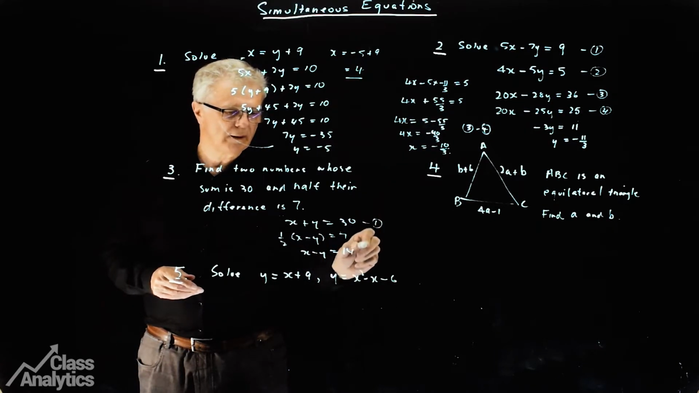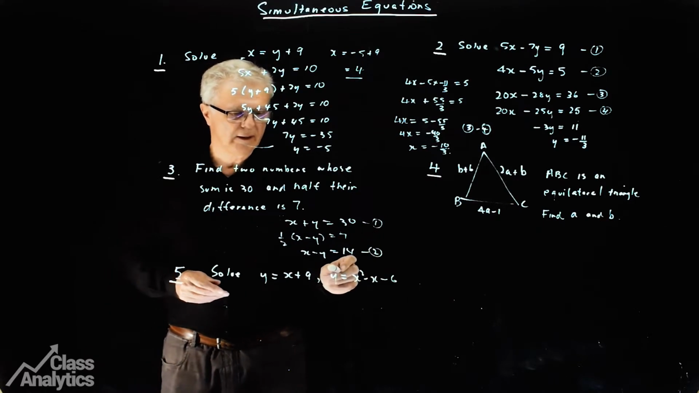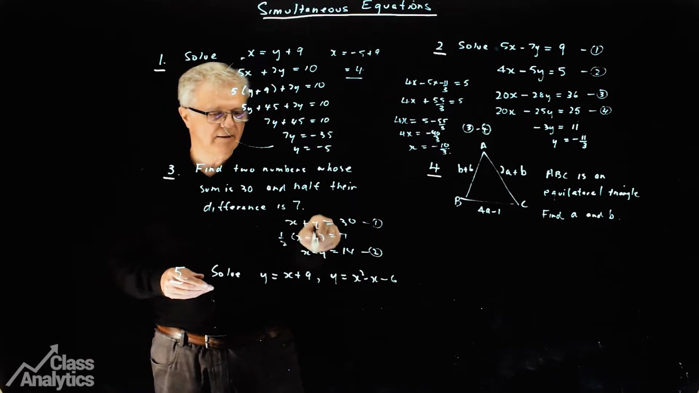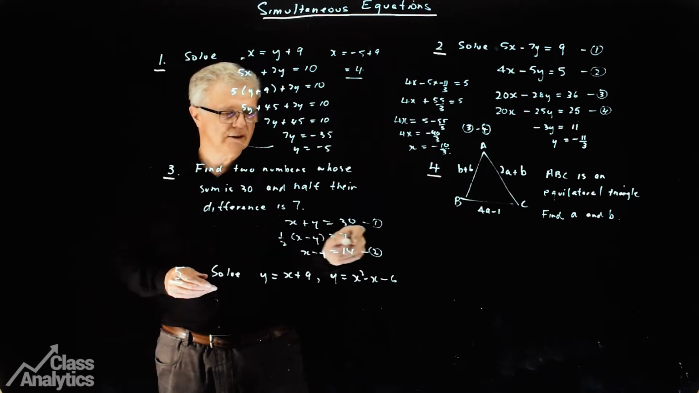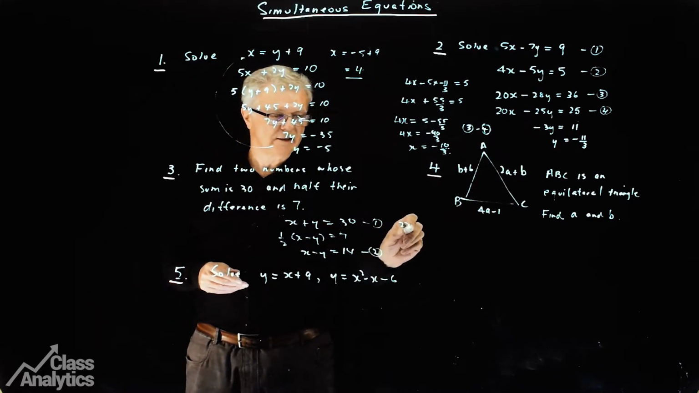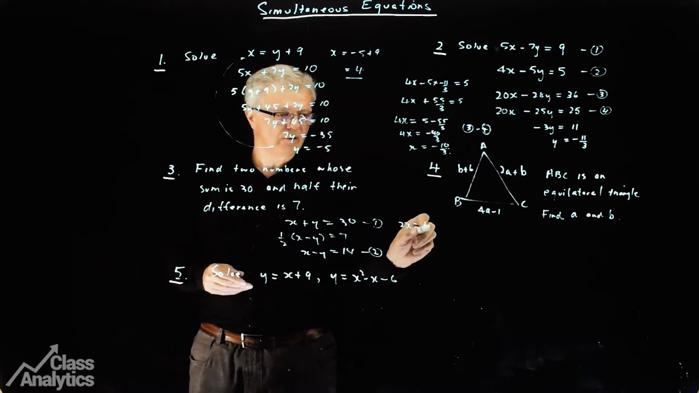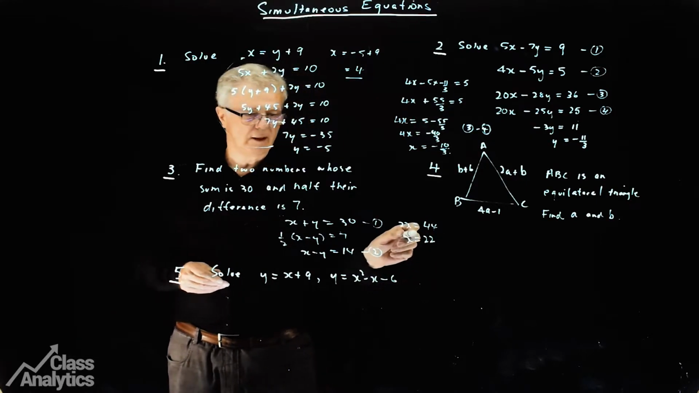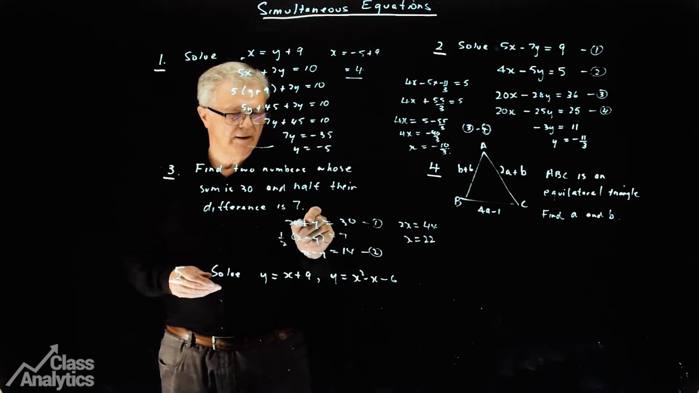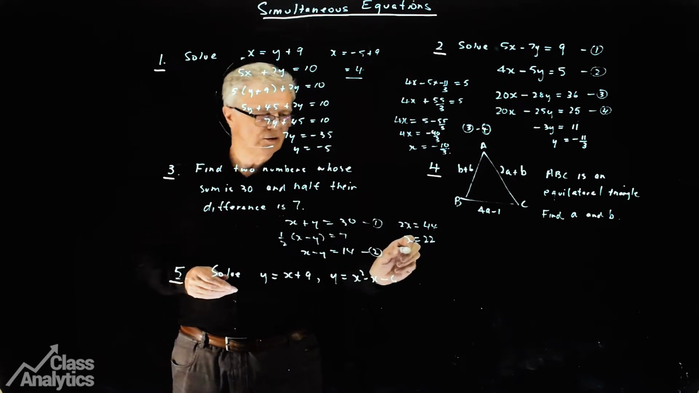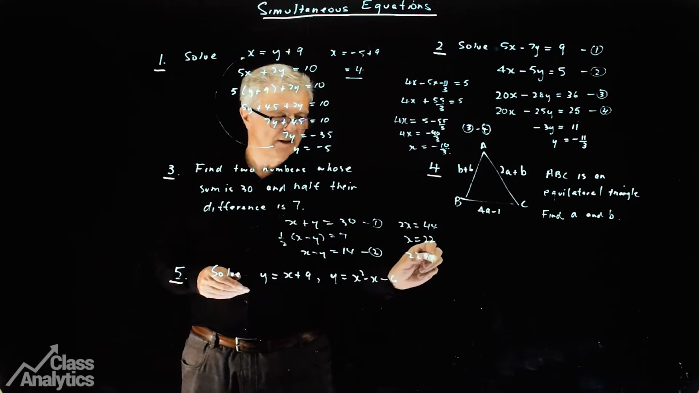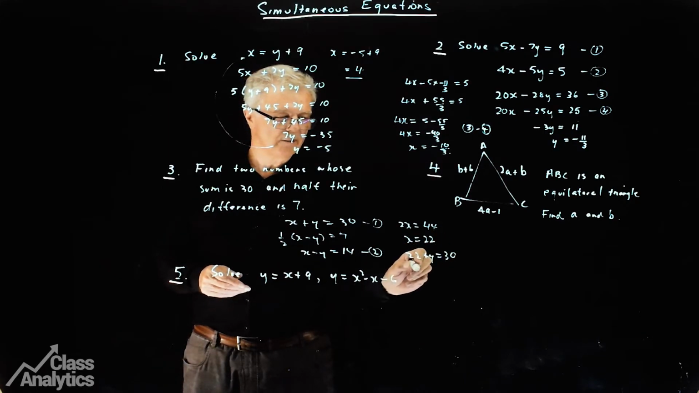Call that equation 1, equation 2. So simply adding these two together, we'll get rid of the y's. I get 2x is equal to 44, x equals 22. Right, so putting the 22 back into here, I'm going to get 22 plus y equals 30. So that means that y must be equal to 8.